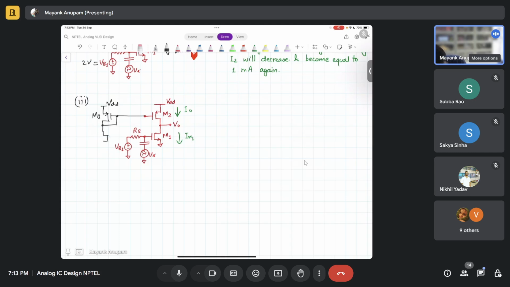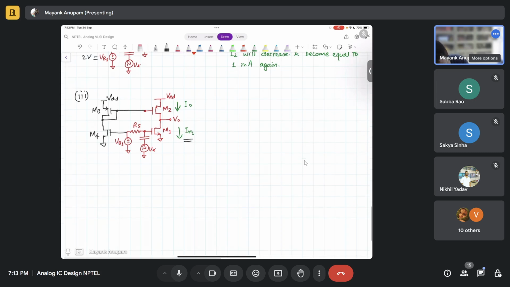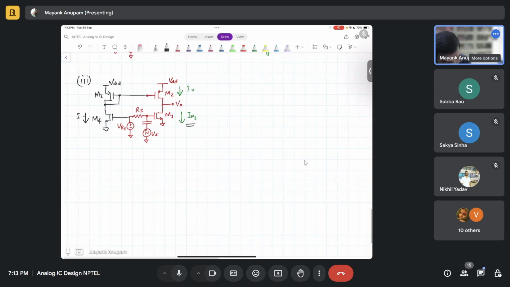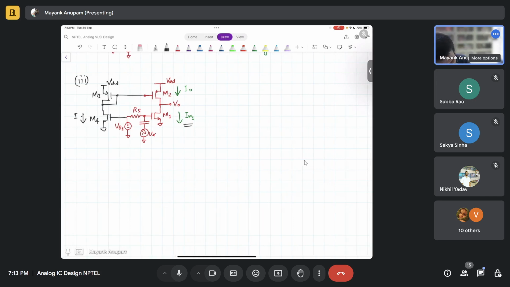You already have something, right? So simply connect it like this. Simply connect it in this manner. So now tell me what will happen. What can you say about the current in M4? The current in M4 has to be equal to M1, right?